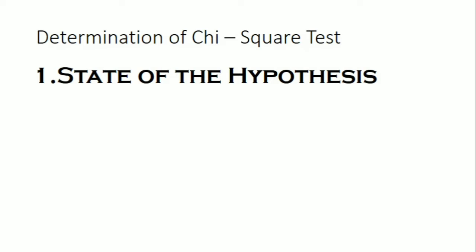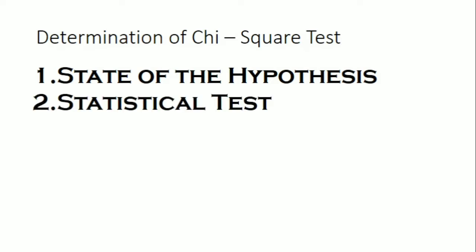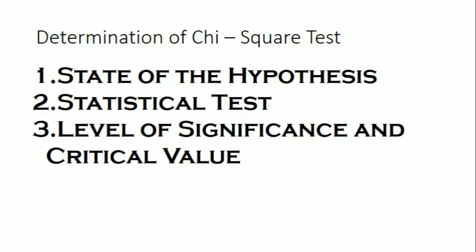The next is the statistical test used. We use here the chi-square test. And the next is the level of significance and the critical value. Your level of significance is a given value, and the critical value you need to find by the use of a given table. The tables are found in our group page. I posted it a long time ago, so check it out.